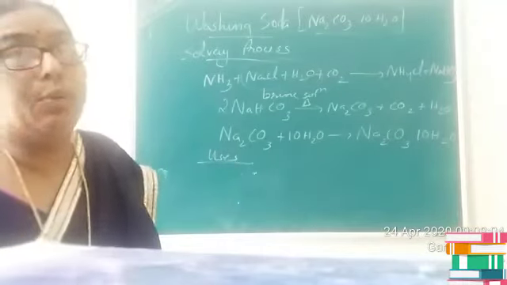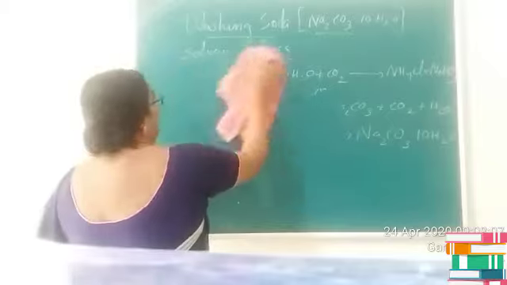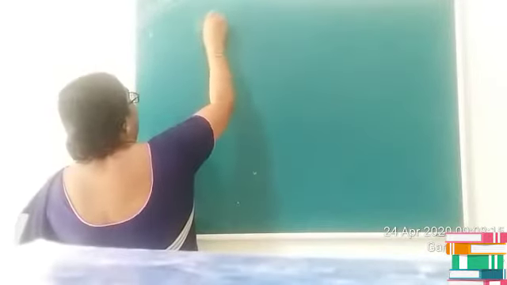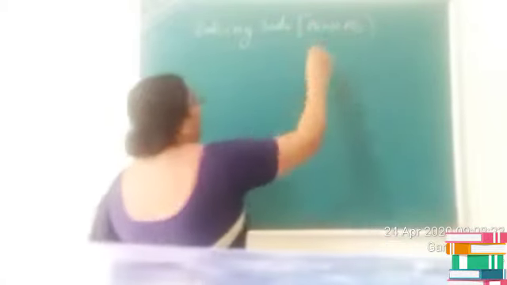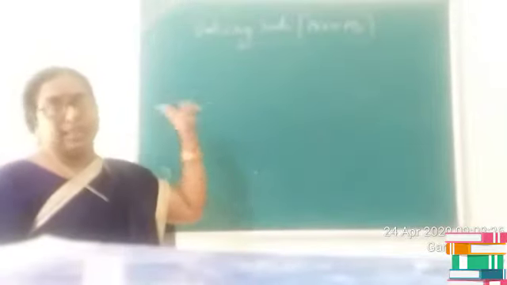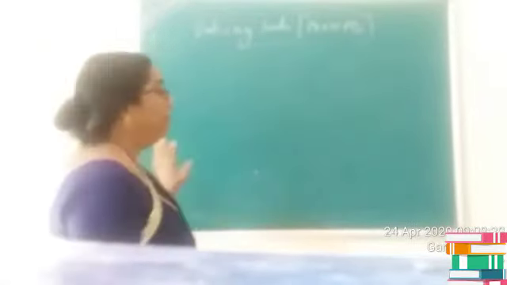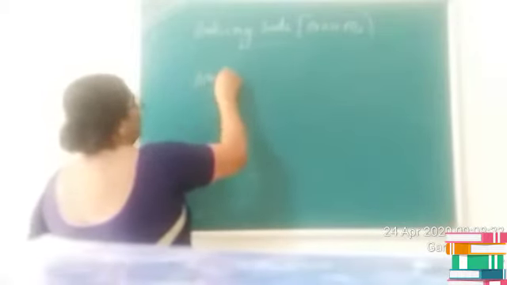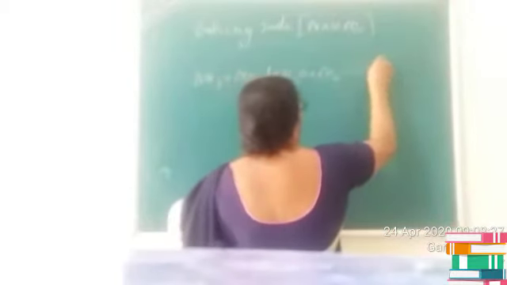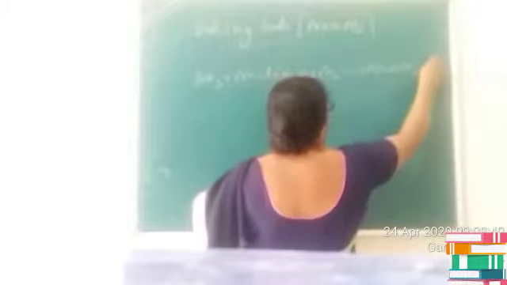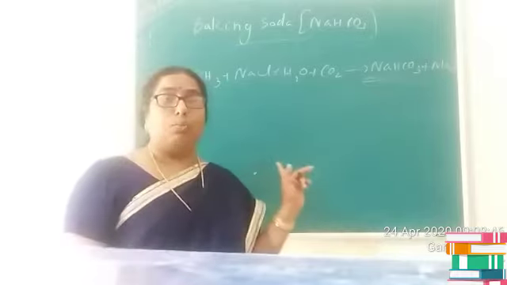Now let us consider the next compound, that is baking soda or sodium bicarbonate, that means sodium hydrogen carbonate. Already we have seen that when preparing sodium carbonate, in the first step, when carbon dioxide is passed through ammoniated brine solution, you get sodium bicarbonate, NaHCO3, as the product. Is it clear? That is the method for the preparation of sodium bicarbonate.